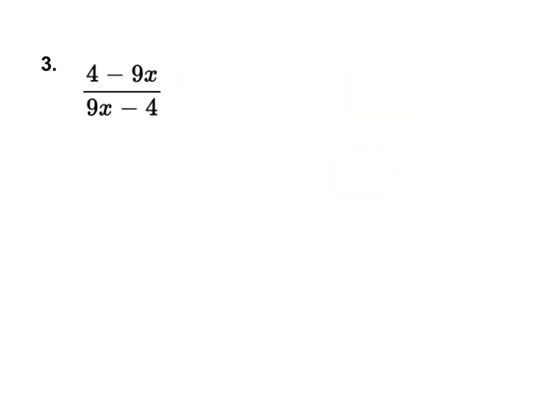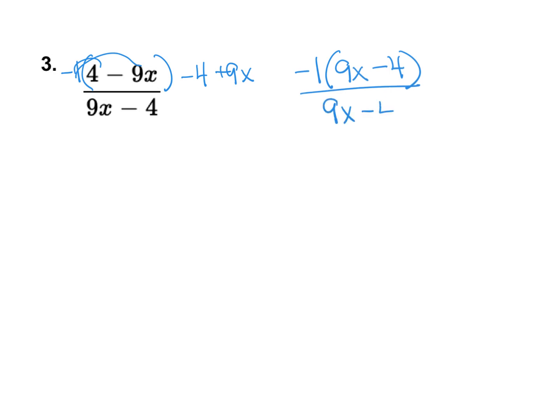All right, so for question number 3, this one looks a lot like question number 2, where I've got a positive 4 and then a negative 4 on the bottom, and a negative 9x on the top, and then a positive 9x on the bottom. So I'm going to come up here and multiply everything by a negative 1. And in doing that, then you'll have negative 4 plus 9x. So let's go ahead and rewrite this then with the negative 1 right there. So I've got positive 9x minus 4, then all over 9x minus 4.